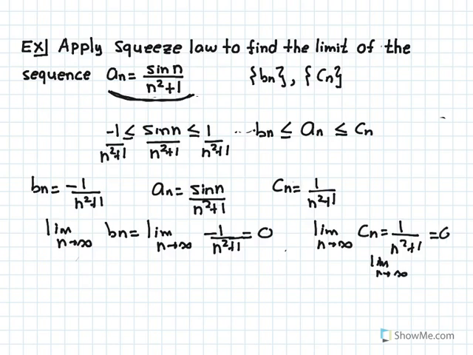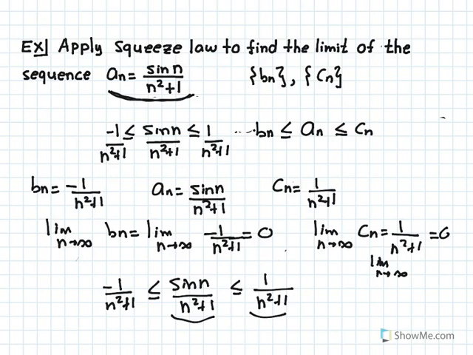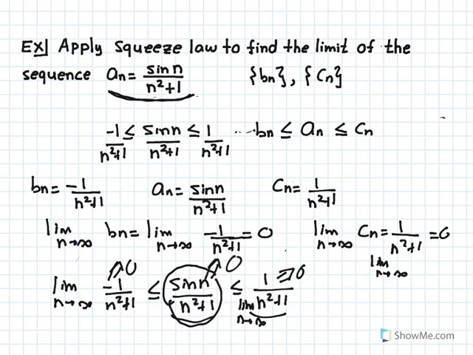So what we have is sine n divided by n squared plus 1 is less than or equal to 1 divided by n squared plus 1, larger or equal to negative 1 divided by n squared plus 1. The negative 1 over n squared plus 1, we label that as bn, this is an, and this is cn. So taking the limit of everything as n goes to infinity, this limit we showed is 0, and the limit of cn as n goes to infinity is also 0. So the limit of an by squeeze law has to be 0.